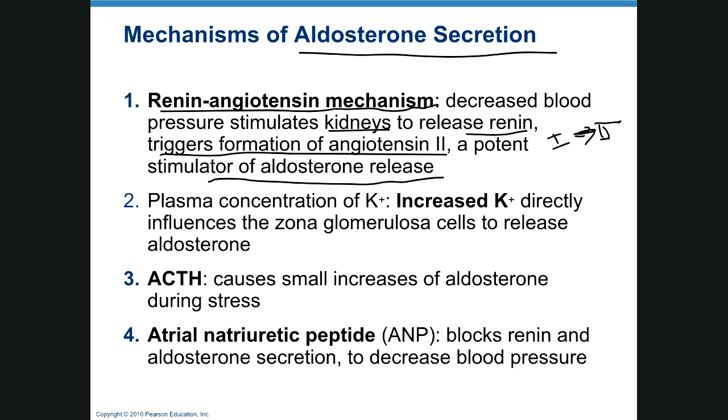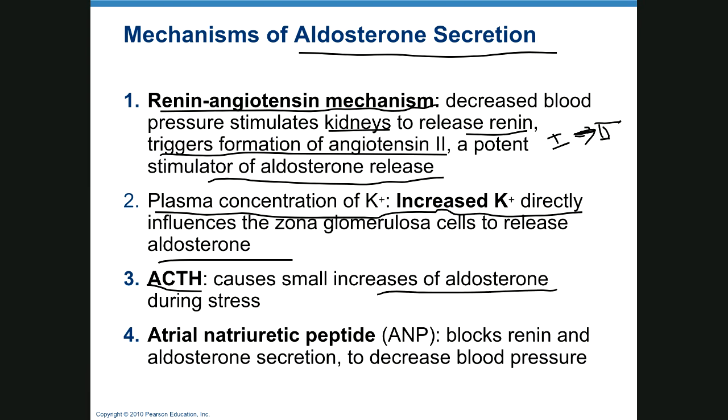Okay, plasma concentration of potassium. If you have increased potassium, you release aldosterone, and that causes you to get rid of potassium, increase sodium and water retention to balance things out. And you know, if your potassium is too high, you die. Same thing if it's too low. Adrenocorticotropic hormone does increase aldosterone during stress.